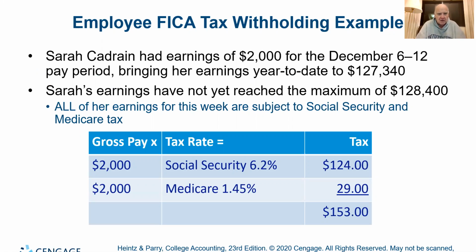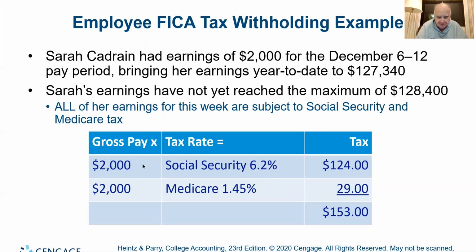So let's take a look. Sarah Cadron had earnings of $2,000. That brings her year-to-date to $127,340. Maybe write that number down, because we're going to use it in a moment. Her earnings as of this pay date at the end of the 12th of December, she's not quite up to $128,400. So this means she has to pay the full 6.2% on the amount she earned this week. She earned $2,000 this week.